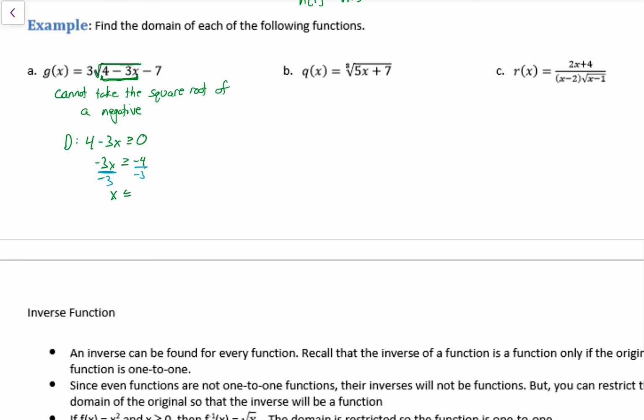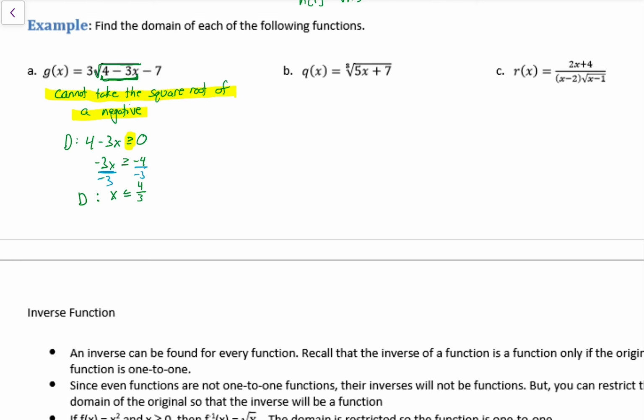And we remember when we divide by negative 3 with an inequality, we must switch the direction of the sign. And so a better way to write domain is x is less than or equal to 4/3. And again, we did that because we cannot take the square root of a negative. Therefore, what's under the square root has to be positive or 0. And the way that we write that is it's greater than or equal to 0.